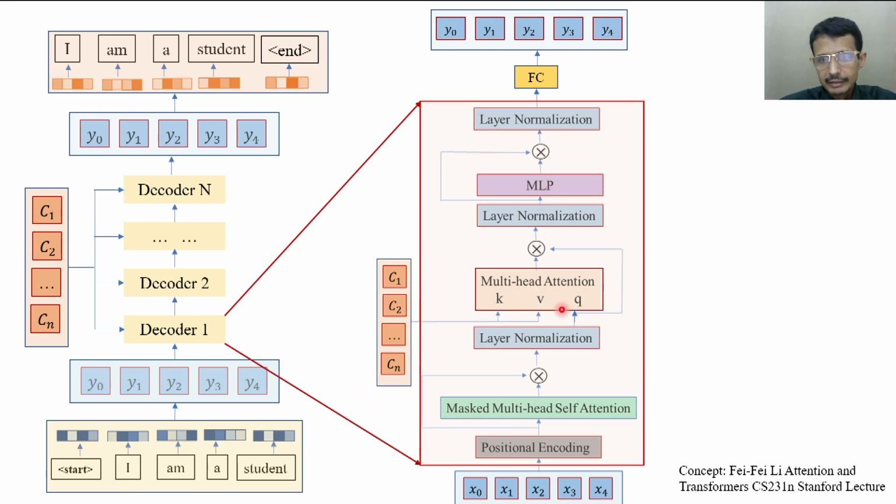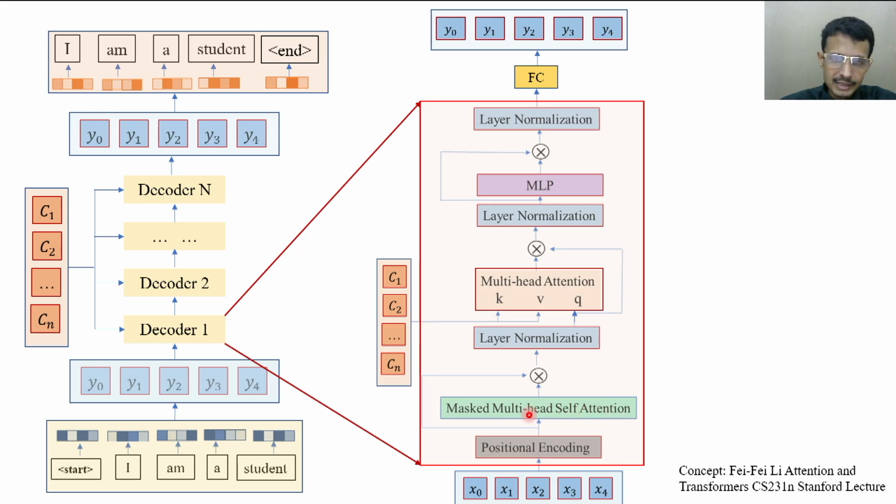Now in this expanded view, we'll say first this, so it is coming from here, and next to the Y0 that is coming to the next decoder layer. And here is the encoder, the context coming from the encoder. Now here first is positional encoding, and that is very similar to the encoder. Then we use the masked multi-head self-attention.